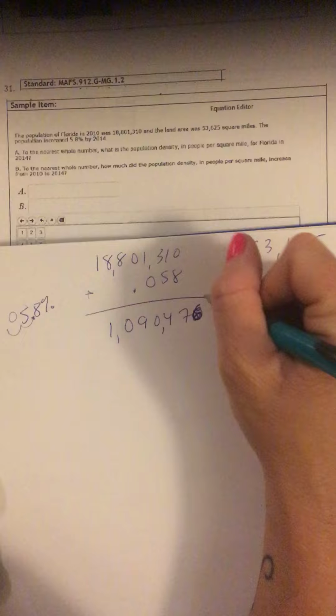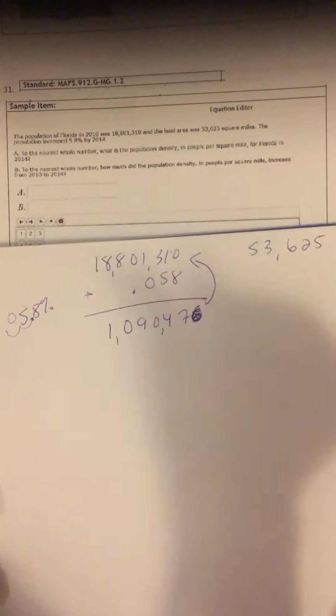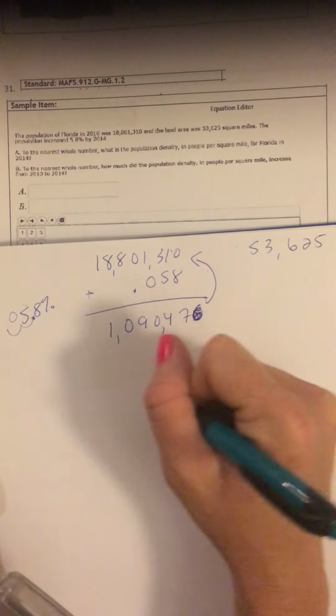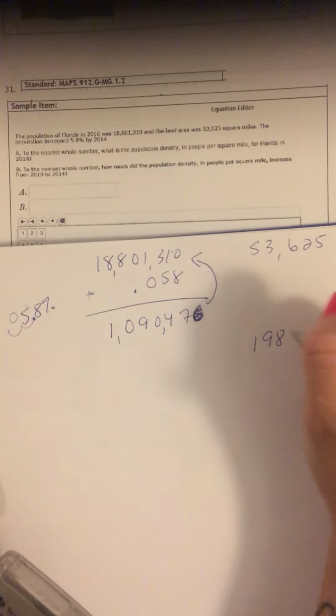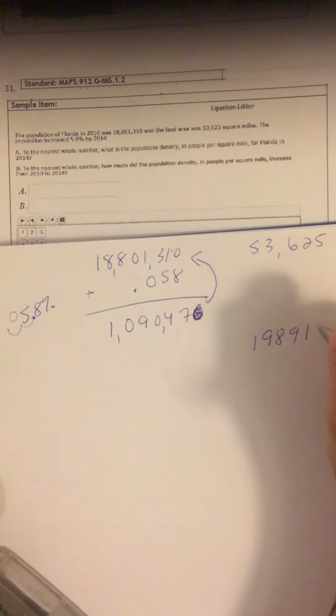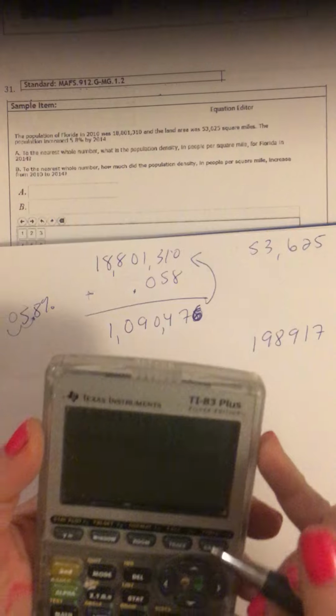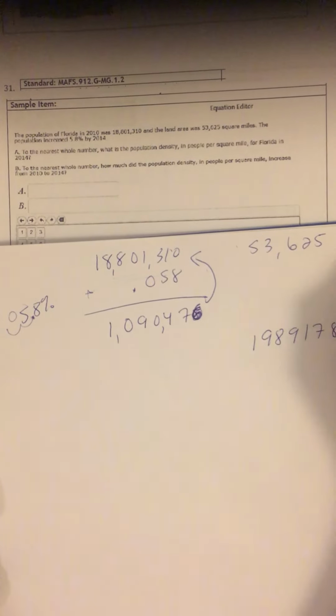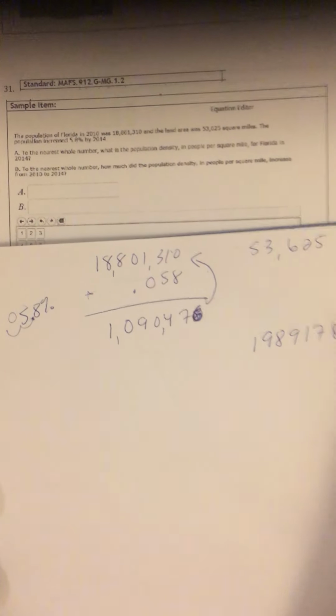We're going to take that and add it to the 2010 population, and that is going to give us the population for Florida in 2014. So take that number, add 18,801,310, enter. All right, and we are going to have 19,891,786. This is population, so this is people in 2014.